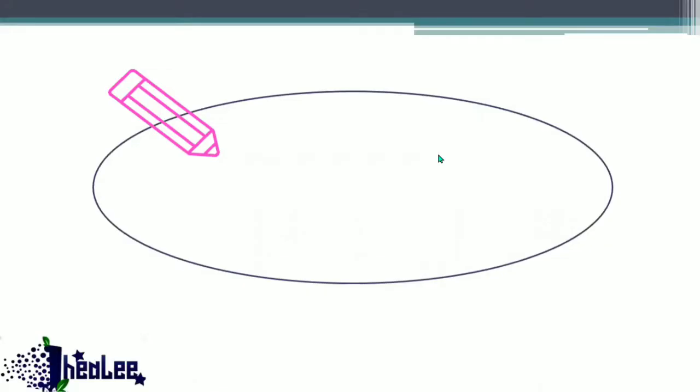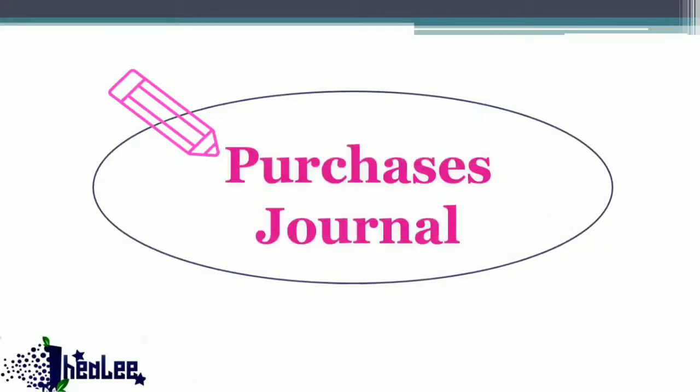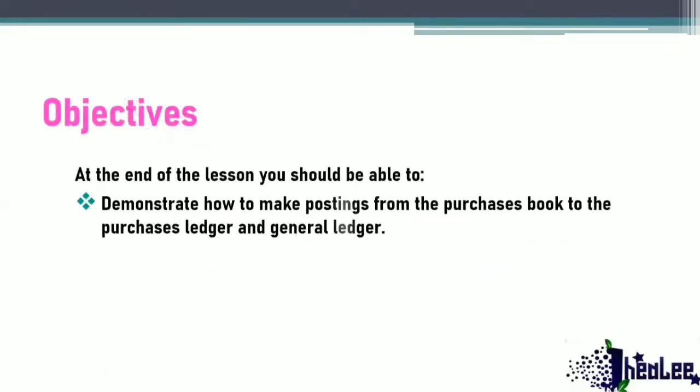Welcome back, guys. Let us continue our lesson on the purchases journal. At the end of this lesson, you should be able to demonstrate how to make postings from the purchases book to the purchases ledger and general ledger. So basically, from the purchases journal, you'll be doing your double entry in your ledgers.